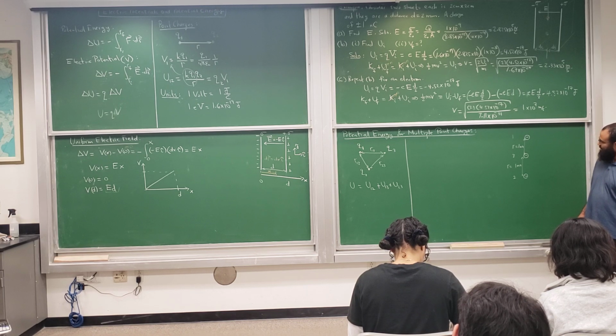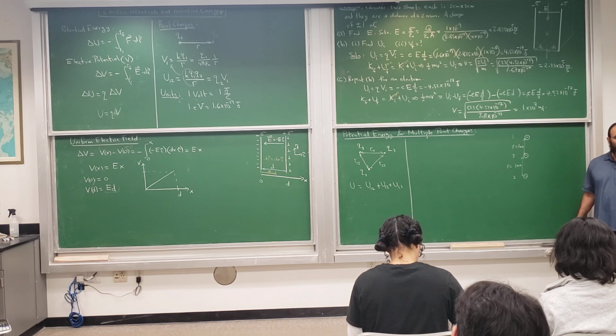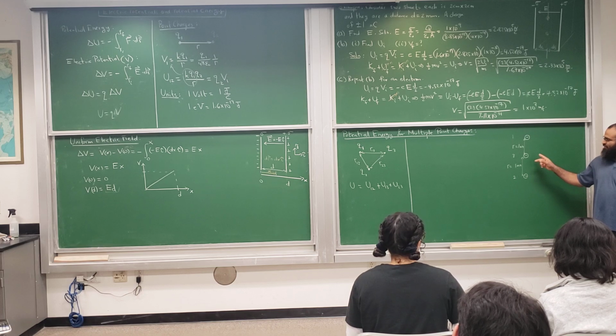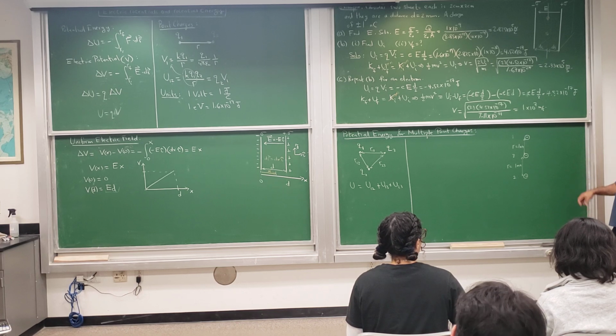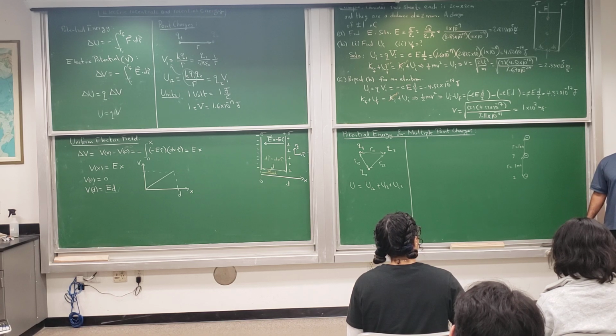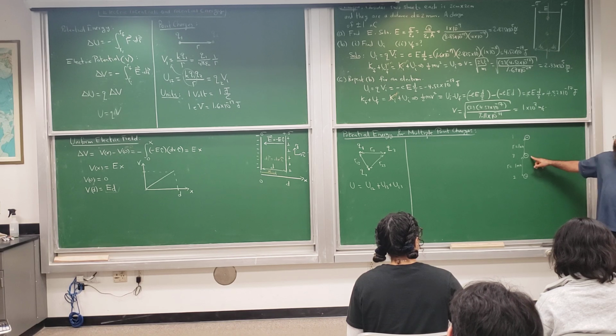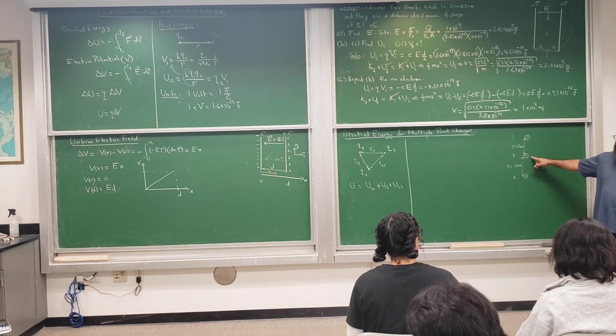If Q3 is exactly in the middle, what's the net force on it? 0. Will it move? No, if it's exactly in the middle, it will not move. What if I disturb it slightly to the left or slightly to the right? It will move away, right? So this is called an unstable equilibrium. As soon as you disturb it, it's going to go away, never come back, right?